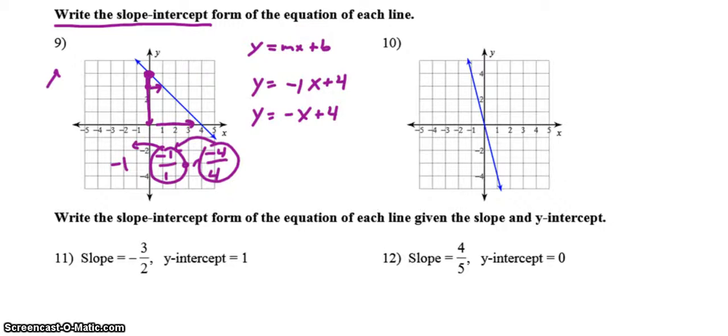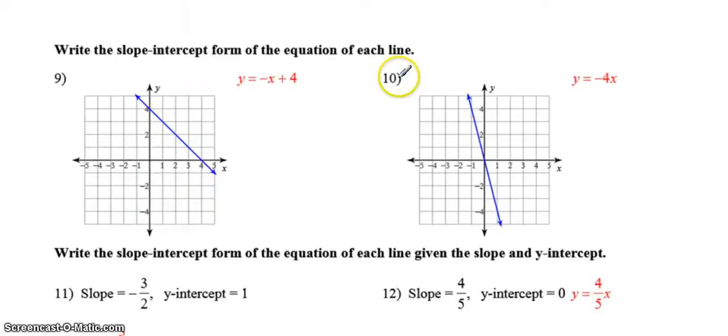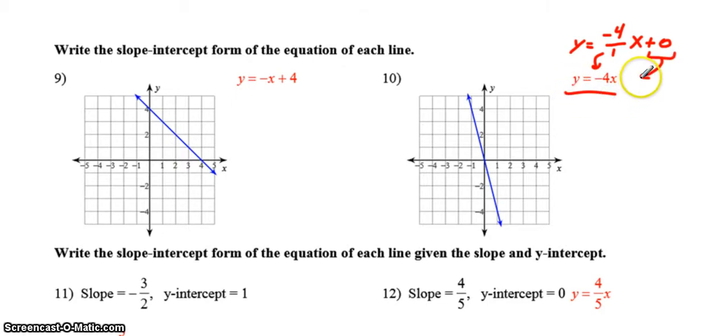Please pause the video now and go ahead and try number 10. Here we go. Answers are up in 3, 2, 1. Here are the answers. You might have had something like y equals negative 4 over 1 x plus 0. Now just remember, if you divide something by 1, it's just the same number. So negative 4 over 1 is the same as negative 4. And plus 0 really doesn't change the value of this equation, so we don't even have to write it. So we have y equals negative 4x.